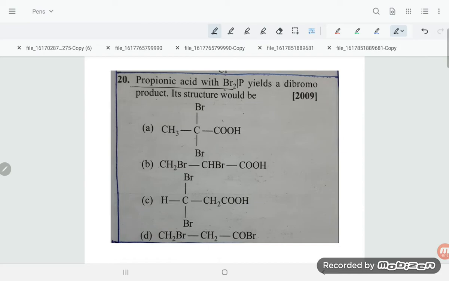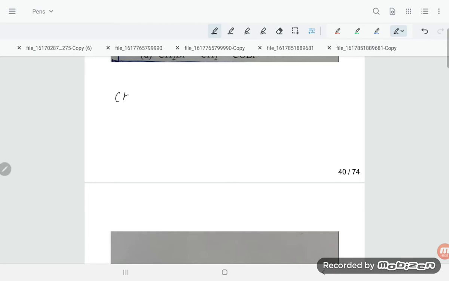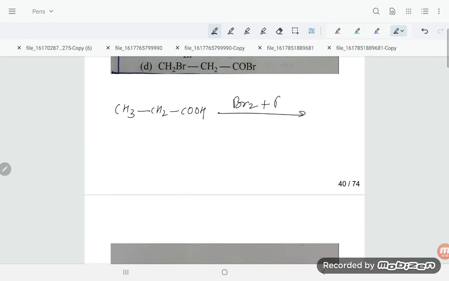Propanoic acid with Br2 and red phosphorus gives an alpha dibromo product. What will its structure be, students? So we have propanoic acid, CH3CH2COOH, and you are treating it with Br2 and red phosphorus. So it will go through the HVZ reaction. So it will give the alpha product.